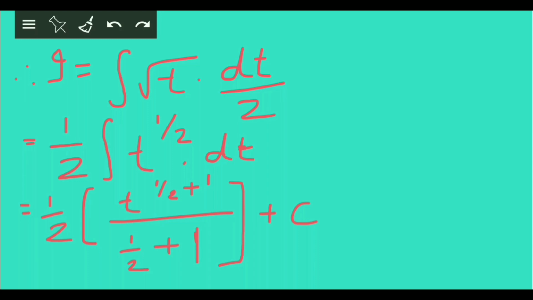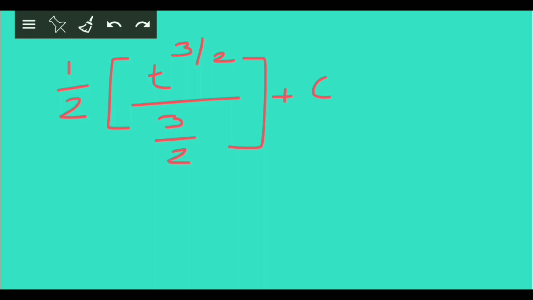And therefore, we are going to get now half. Now t raised to half plus 1 means t raised to 3 by 2. So t raised to 3 by 2 upon half plus 1 in the denominator as well. So 3 upon 2 this way. So 2 gets cancelled. So it comes out as 1 upon 3 into t raised to 3 by 2.